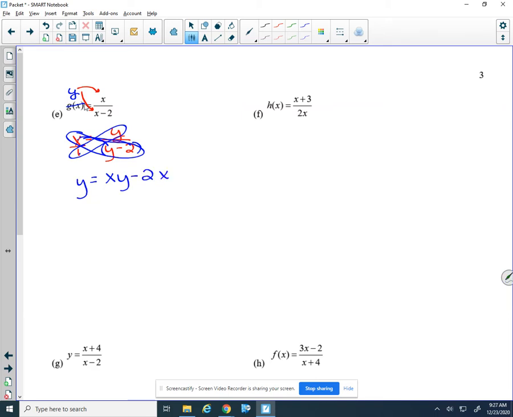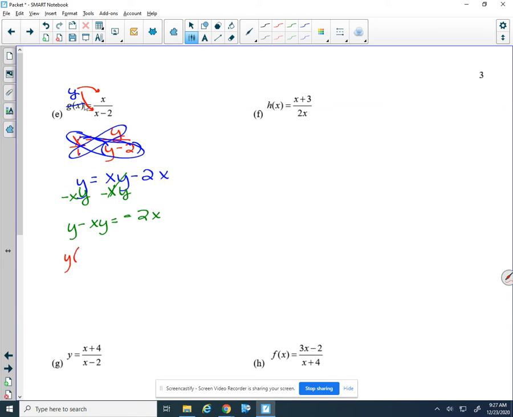Now what's tricky is that now we have two terms that have y. So the first thing we need to do is get those together. And if I had anything else that didn't have a y, I'd put it on the other side. Here I just have the negative 2x. So here I have y minus xy equals negative 2x. The reason I brought those y's together is because now y is the GCF. I can factor it out.